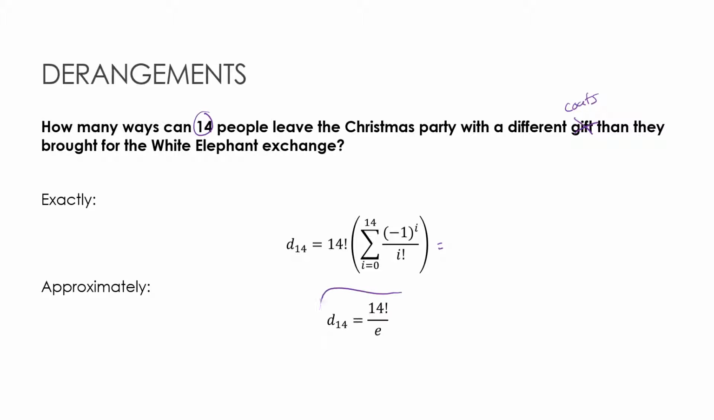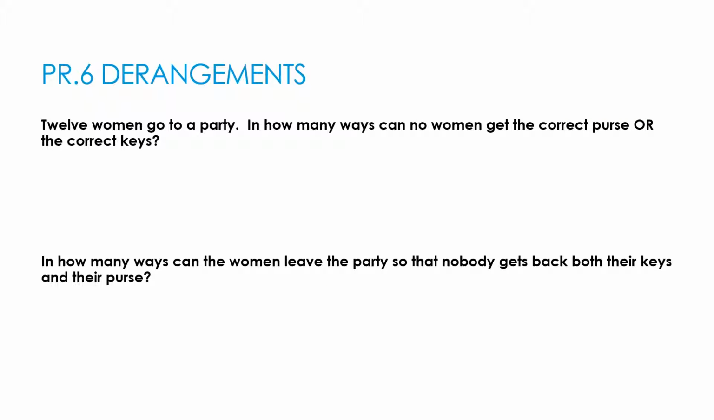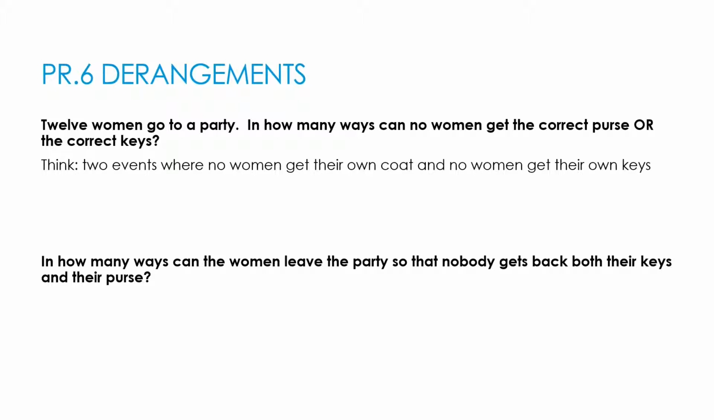Approximately, it's just 14 factorial divided by e. So I have two questions for you to try, and in those two questions, they are going to make you think a little bit. They're not going to be straightforward. So I want you to pause, try both of these questions, and when you're ready, press play to see how you did. I will go ahead and give you a hint for each one, and then we will go through these together.